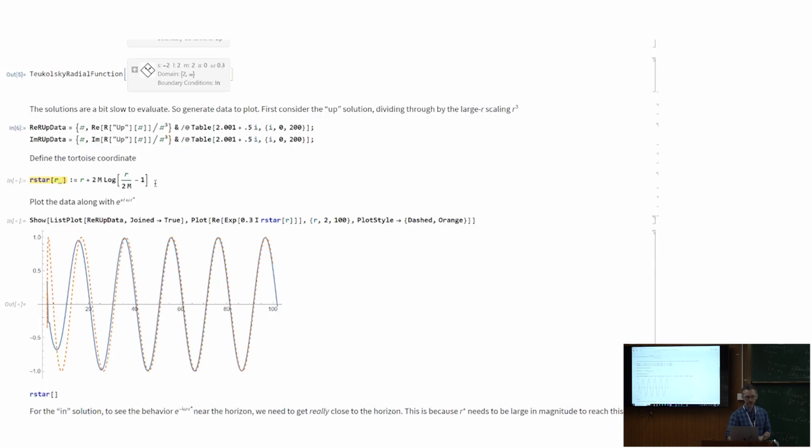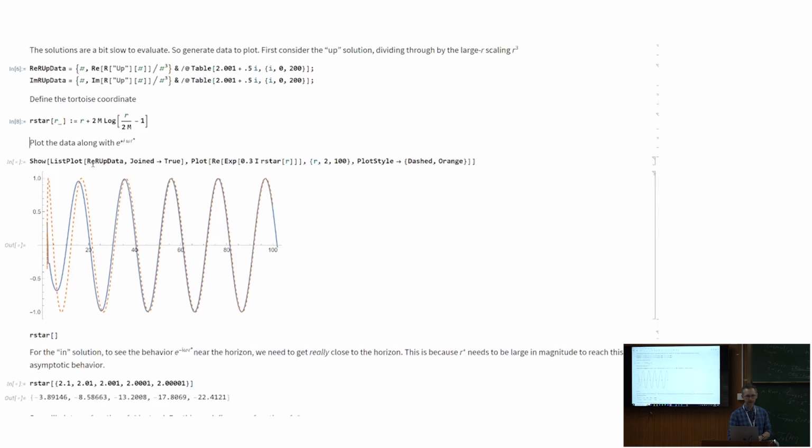Now I want to compare that to the e to the plus i omega r star, that is the asymptotic large r behavior. So I'm going to define r star, and now I'm going to plot my data, the real part of the up solution, and compare that to just the real part of that exponential.